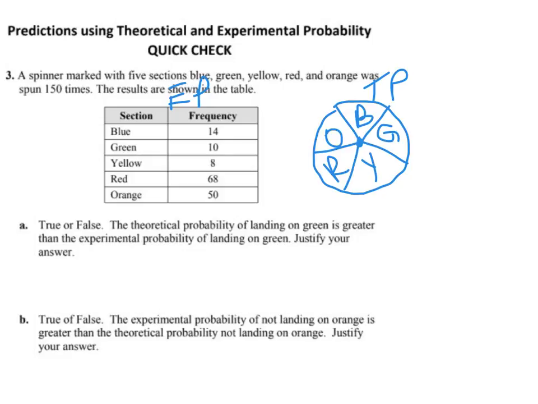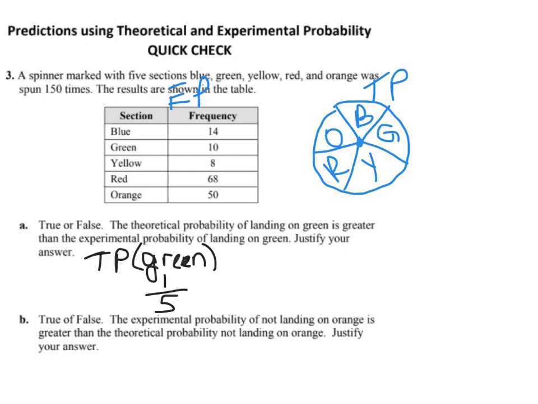When I say justify your answer, does it mean you're writing it out or are you showing your work? Yeah, you're showing your work. So that's what we're going to be doing. So I'm going to go ahead and start labeling theoretical probability as TP and experimental probability as EP. So theoretical probability of landing on green would be what?